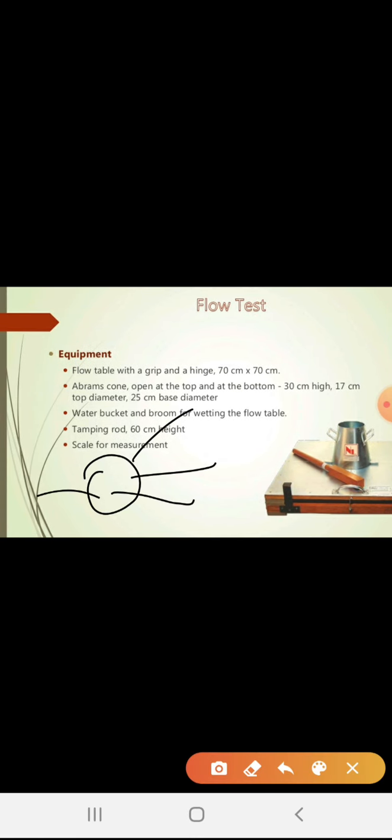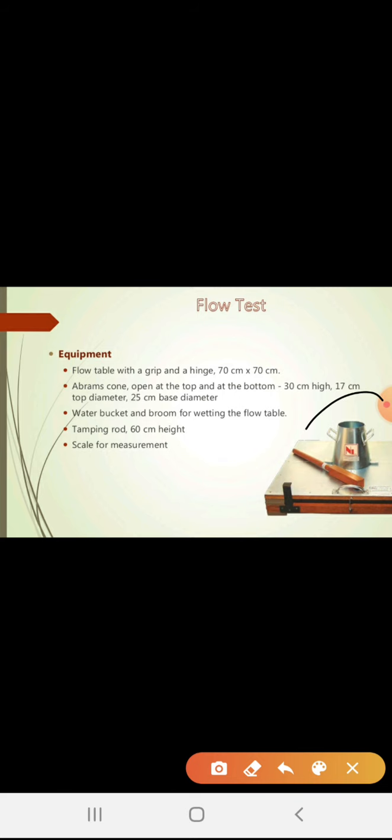The next important test is the flow test. As the name indicates, when adding water to the cement and sand, the concrete should flow easily. This can be determined by flow test equipment. In this equipment, we are using a table of 70 centimeter by 70 centimeter. Again, we are using a conical mold with the diameter previously used in the slump test, and a tamping rod of 60 centimeter height.